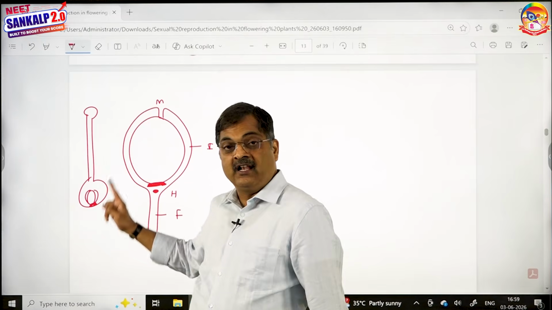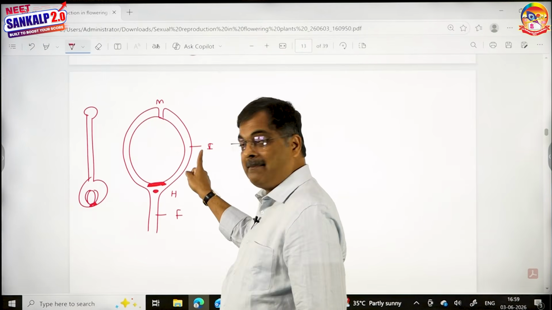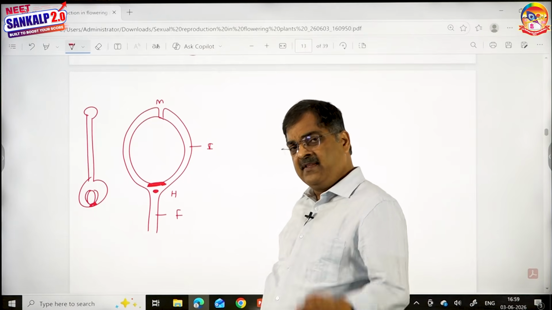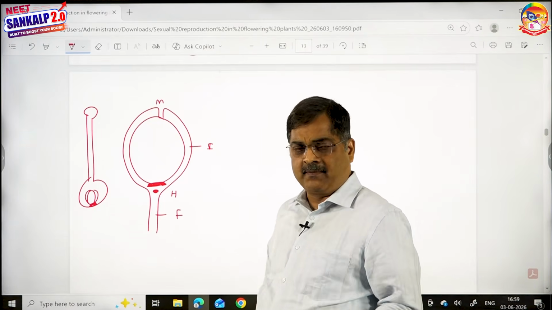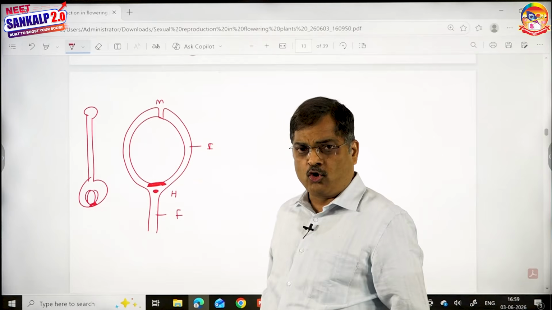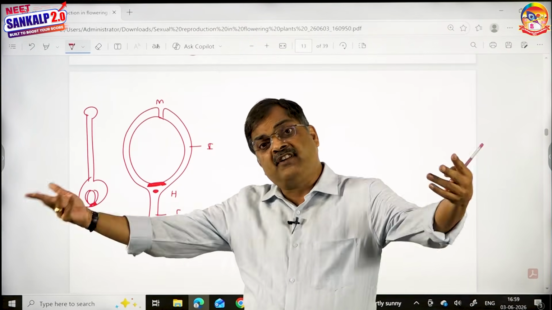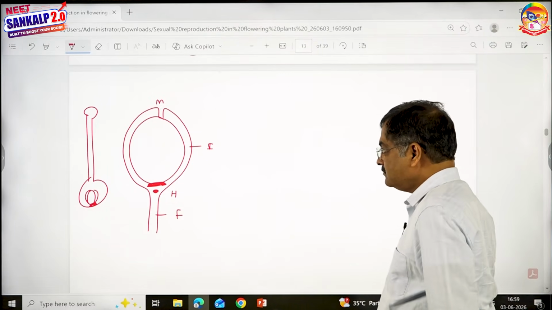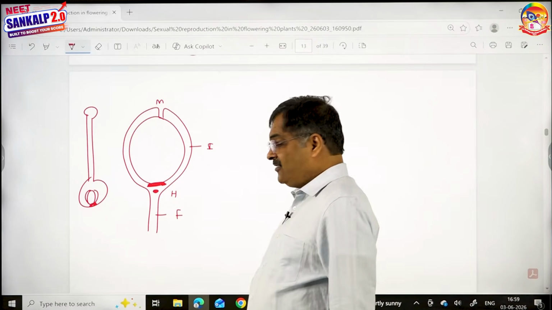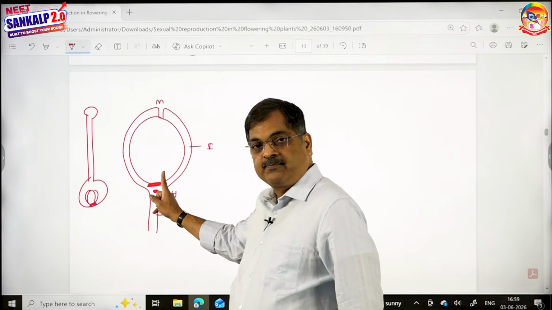After sporophyll, sporangium, this is the bag. It is covered by either one or two integuments. If it is one integument, unitegmic. If it is two integuments, bitegmic. Outer integument becomes outer seed coat called testa. Inner integument becomes inner seed coat called tegmen after fertilization when this ovule becomes seed. All right. That's all. That's about megasporophyll and megasporangium.